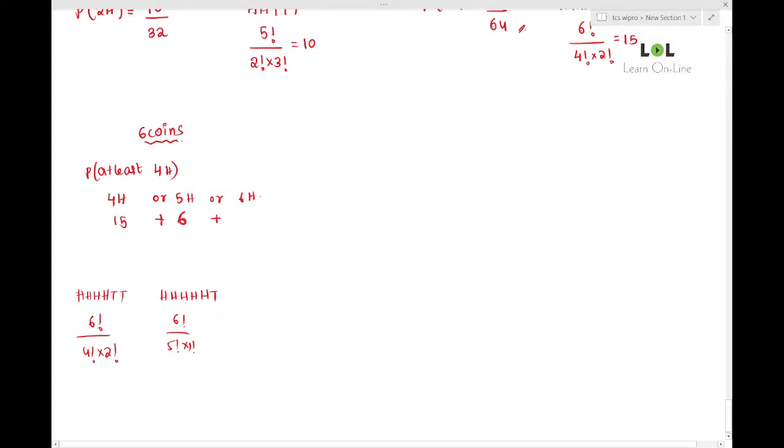And I get all heads. All heads means we'll get it in only one way. Divided by the total cases, 64. This will be my answer. So what do we get here? This is 22 by 64. You can further simplify it. You'll get 11 by 32 as my answer.